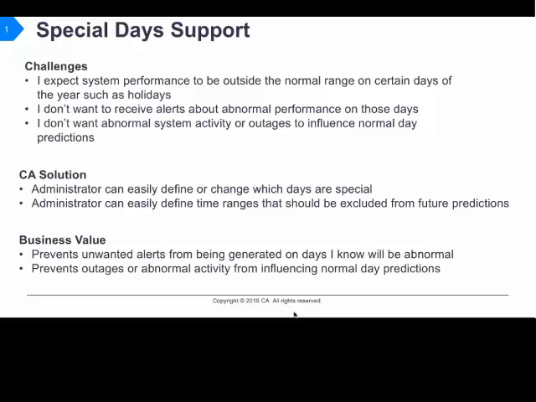So we give administrators the ability to easily define days that are considered to be special, in other words, different than your normal day. This will prevent alerts from occurring during that time frame. More importantly, it allows green highway predictions to be made based on the special day without influencing green highway predictions for normal days. We also give administrators the ability to exclude specific time ranges for future green highway predictions. This will prevent unplanned outages or unexpected abnormal activity from influencing future predictions. Let's go to the next slide.